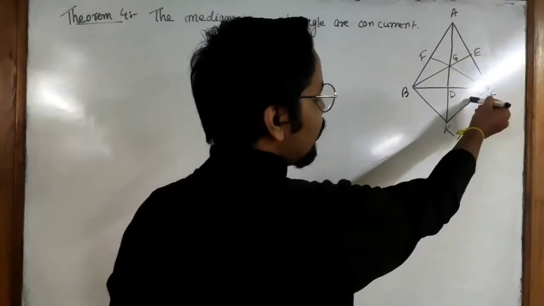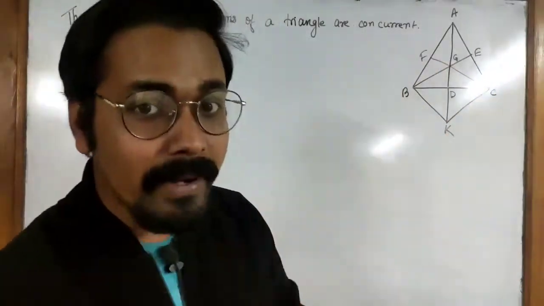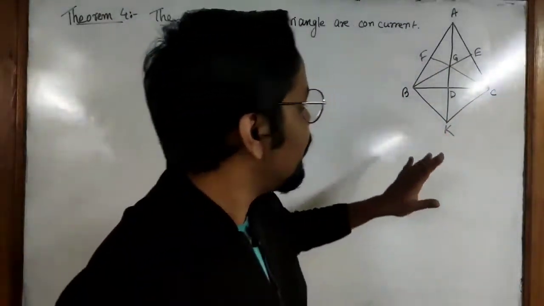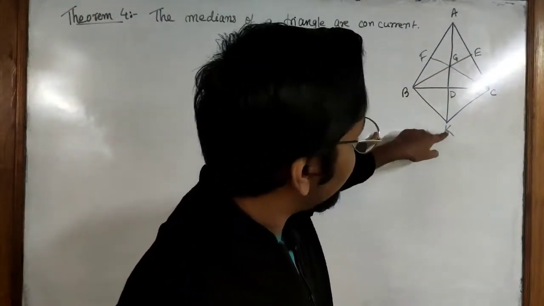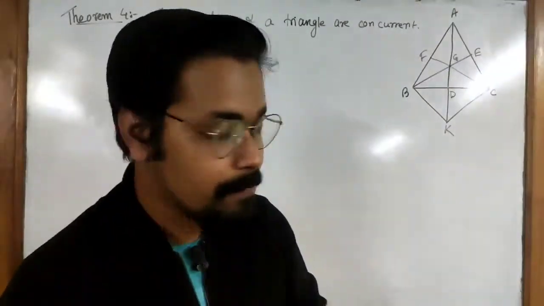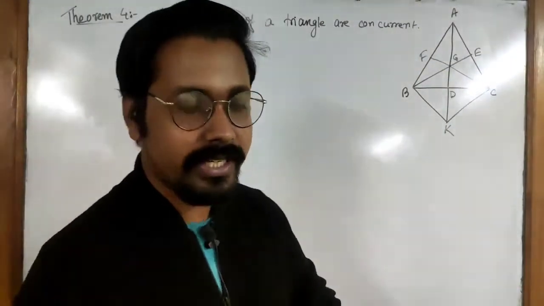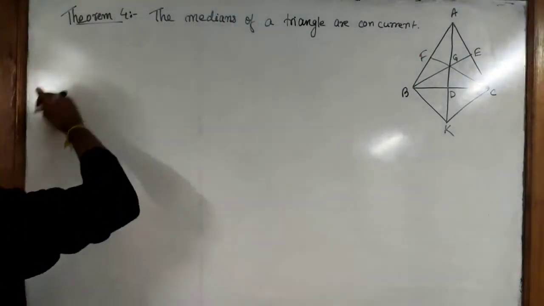From C, we draw a line CK in such a way that BE and CK are parallel. Okay. So since they become parallel, and we extend AD up to K, so they meet here. So here CK and BE are parallel, and we join BK. So that is our construction, the whole diagram that we have drawn here. So we are going to write about this here.